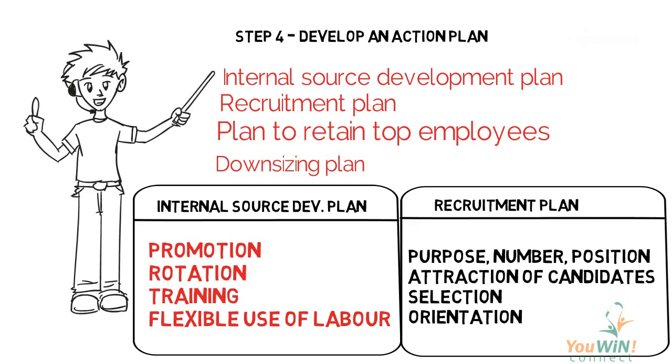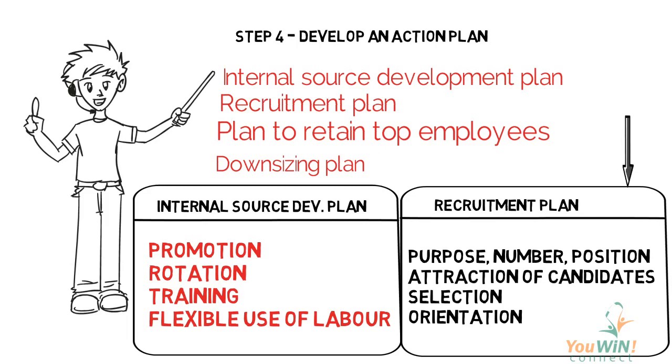At the bottom of the slide, you will see we've given you a breakdown of 2 different plans. One is the internal source development plan. And when you are doing that plan, you will look at things like promotion, job rotation, training, and the flexible use of labor. For the recruitment plan, you have to make sure you look at the purpose, the number, the positions that you are recruiting for, how you are going to attract the candidates, the selection process, and of course, the orientation. So you can see that in developing your action plan, each of the plans, you need to break them down into the various elements that you will be covering in the plan.